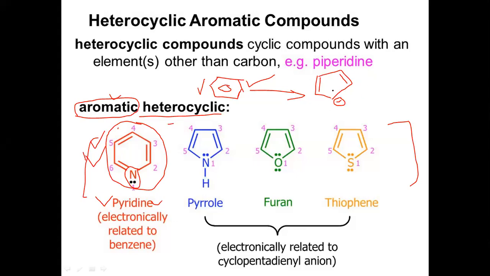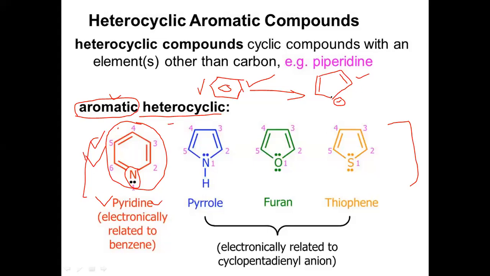Cyclopentadiene anion. There is a negative charge, meaning 2 electrons, and there are 2 pi bonds. So in total there are 6 pi electrons in delocalization, and it behaves like an aromatic compound. But in a heterocyclic compound, one of the carbons from the cyclopentadiene anion is replaced by nitrogen.